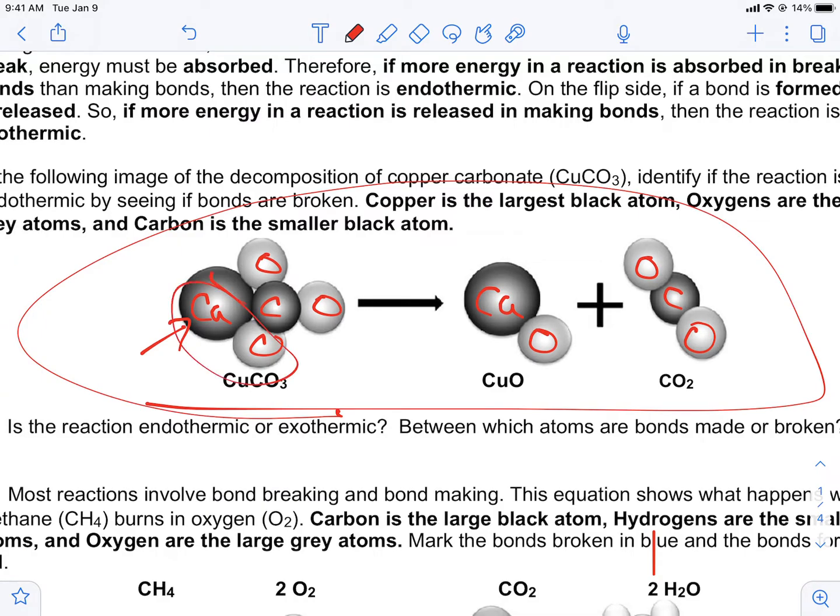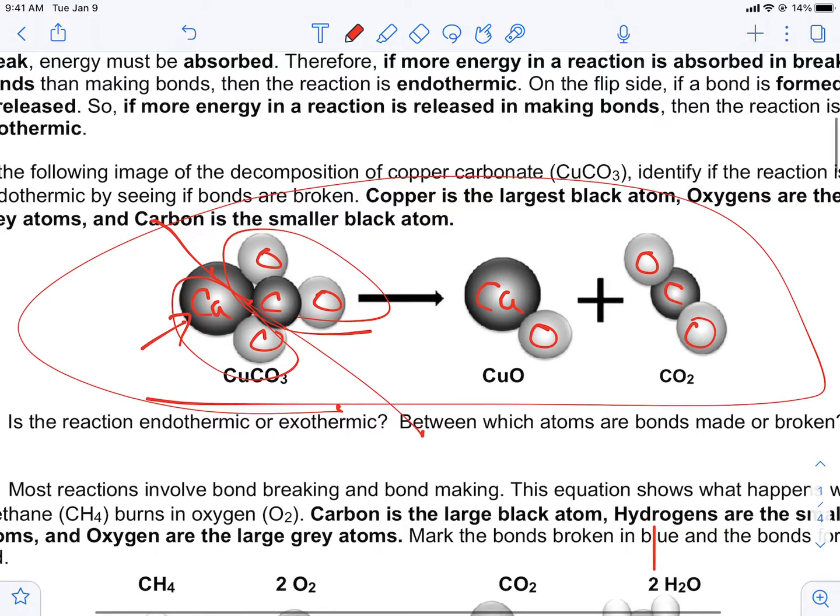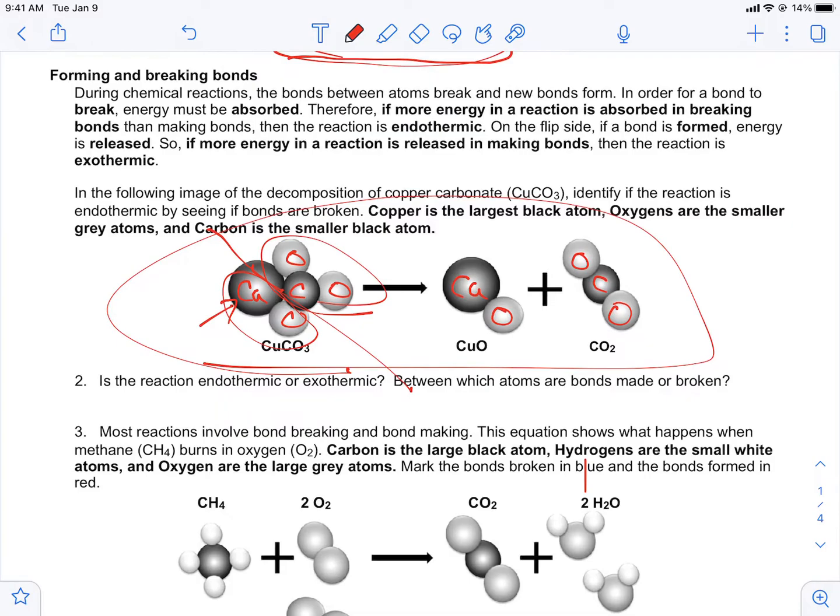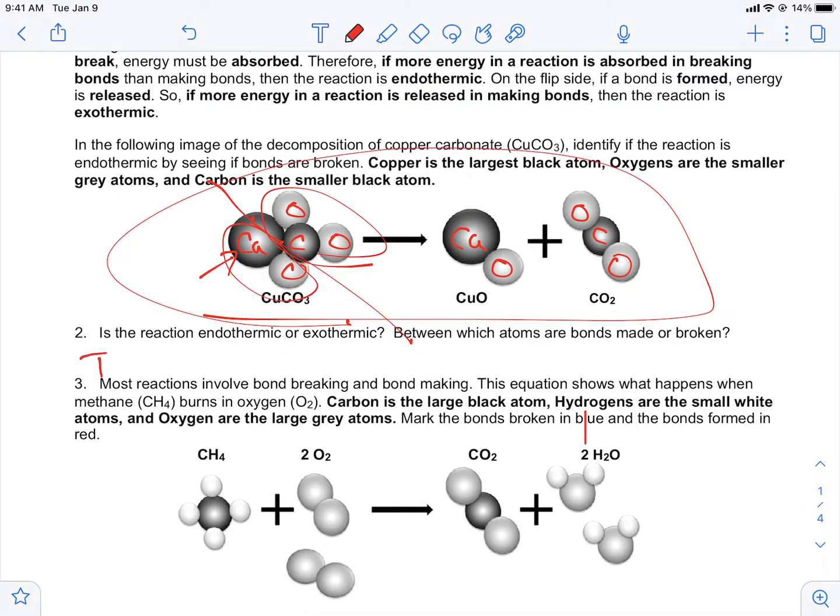These guys were already together. These guys were already together. And so what happened was that we split them in the middle to make them separate. And so we broke bonds here. Does it absorb energy to break bonds or does it release energy to break? Remember our phrase, take to break. It takes energy, it absorbs energy to break bonds. So this decomposition reaction is actually endothermic.